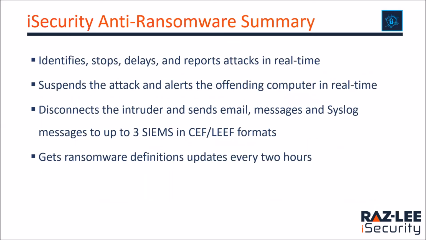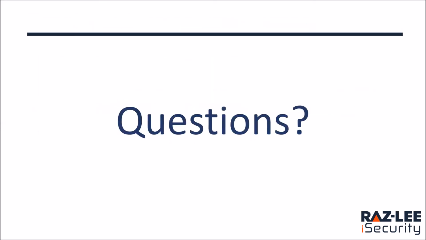And then we have the anti-ransomware, because it will identify, stop, delay, and report the attack in real time. It will disconnect the intruder and send an email message. It can even send information to 3 SIEMs at the same time. Also, it gets ransomware definitions every 2 hours. So in this case, you can be totally protected against the threat of a zero-day attack.